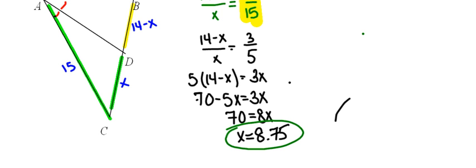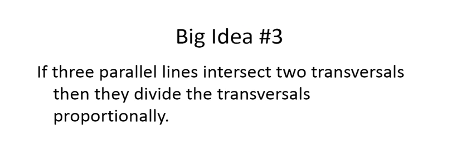All right, so there's your second of 3 big ideas for the day. That has to do with an angle bisector. The third and last one has to do with parallel lines again. It says anytime you have 3 parallel lines that intersect 2 transversals, they divide those transversals proportionally to each other.